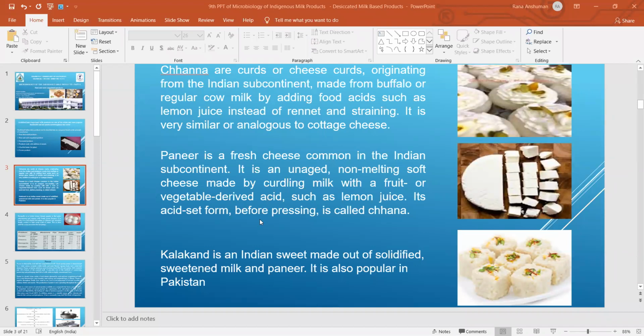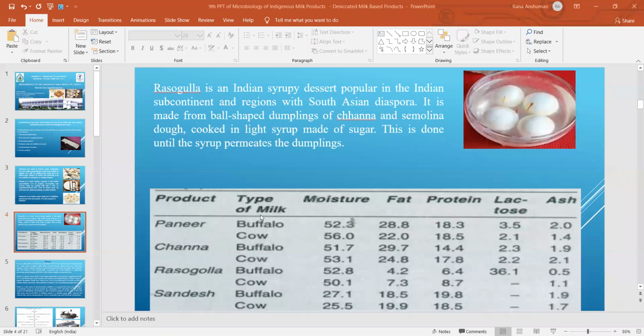Now the third product is kalakand. It is an Indian sweet made out of solidified sweetened milk and paneer, and it is also popular in our neighbor Pakistan. And the fourth, which is a most important product, is called rasgulla. Rasgulla is an Indian syrupy dessert popular in the Indian subcontinent and regions with South Asian diaspora. It is made from ball-shaped dumplings of chana and semolina dough cooked in light syrup made of sugar, and this is done until the syrup permeates the dumplings.